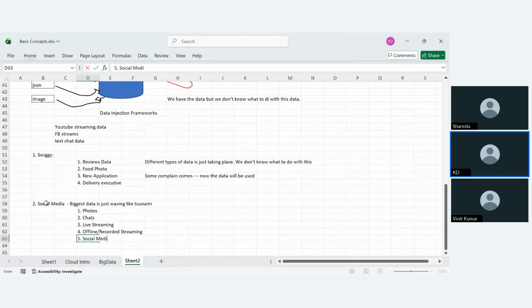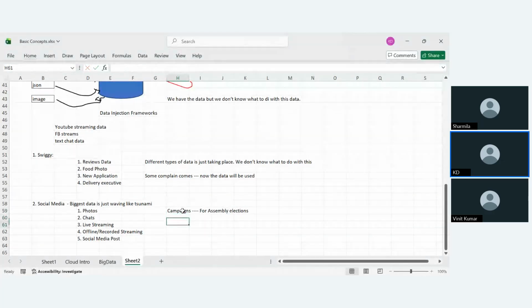This data can be social media posts. Now, let's say some campaigns are coming, and these campaigns are for assembly elections, right? So for assembly elections, what the companies need to do is social media engineering. Have you heard of this word, social media engineering?